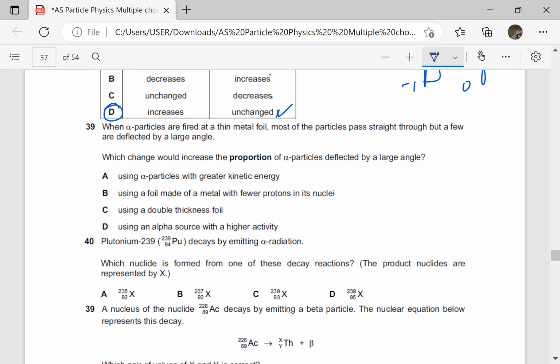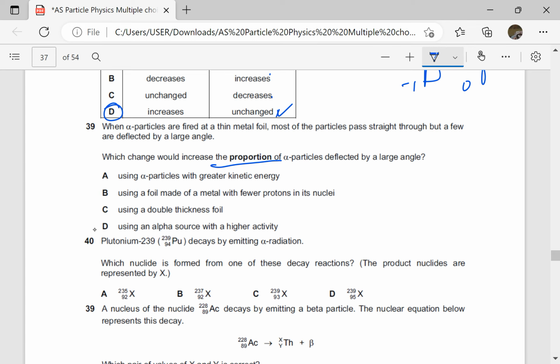When alpha particles are fired at a thin metal foil, most of the particles pass straight through, but a few are deflected by a large angle. What change would increase the proportion? We have answered a similar question. Some of these questions are just a repeat because there are not many questions in particle physics, so the examiner repeats the questions many times. I tried to eliminate them, but I couldn't see all of them because I was rushing.